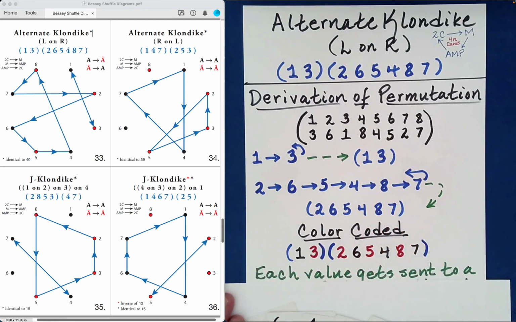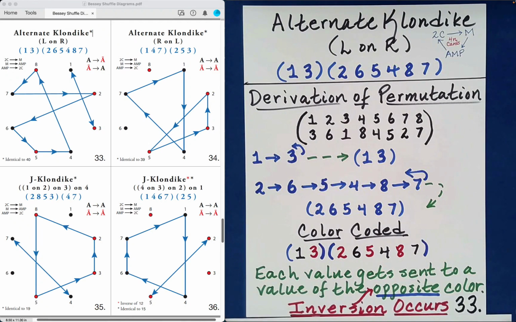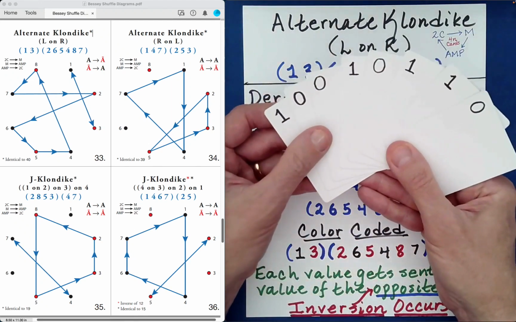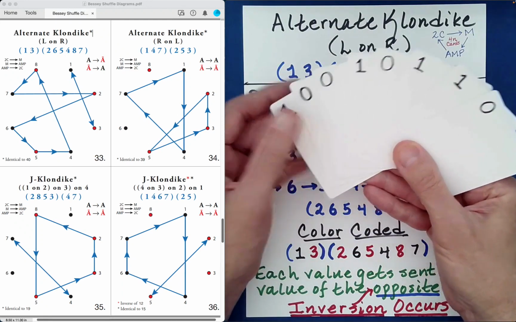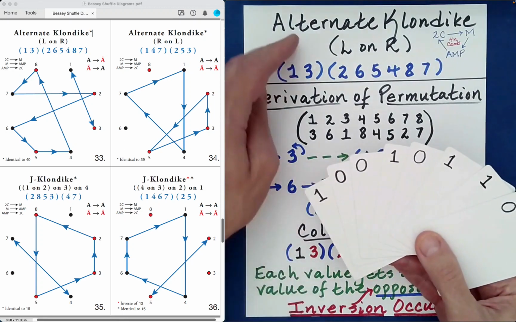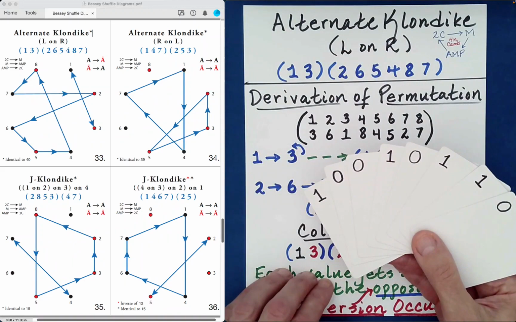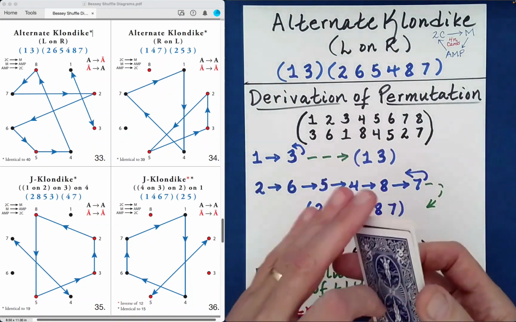So we see that each value gets sent to a value of the opposite color. And when this happens, inversion has occurred. Consequently, if we use our quintessential Bessey sequence 10010110 and perform the alternate Klondike, in which the left pile is stacked on top of the right, it should invert this sequence. So why don't we go ahead and check that.